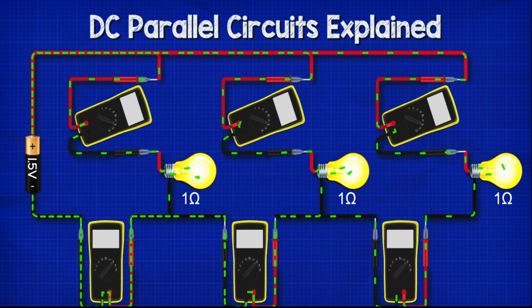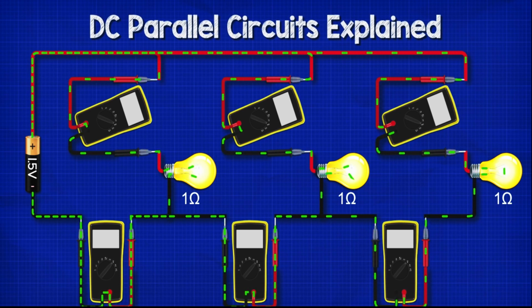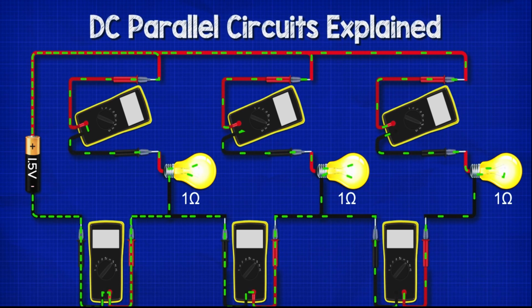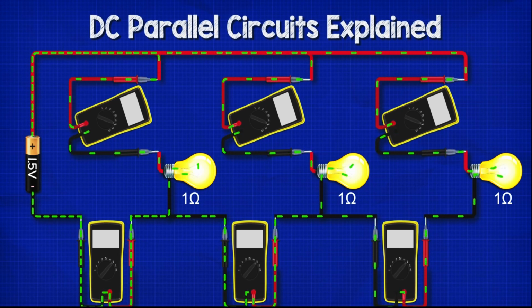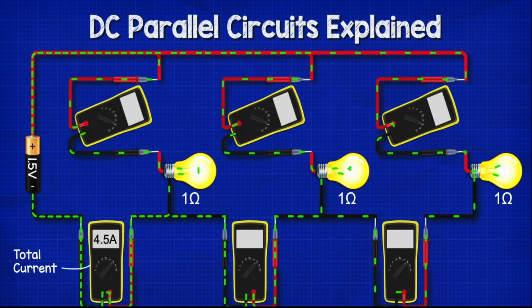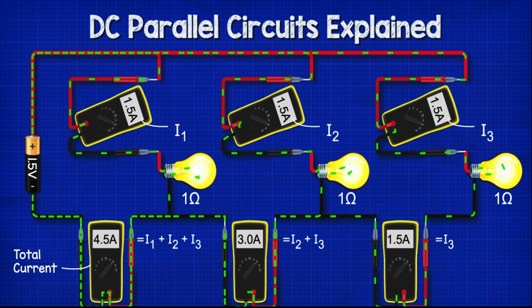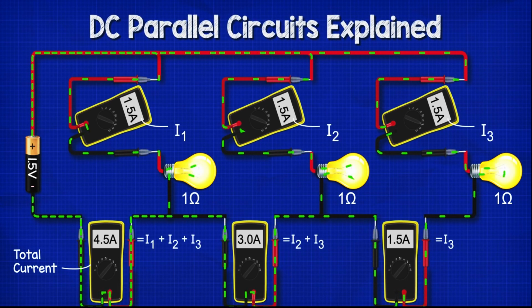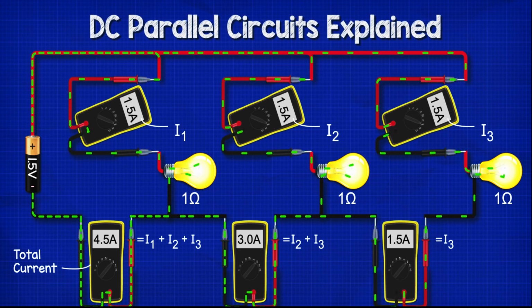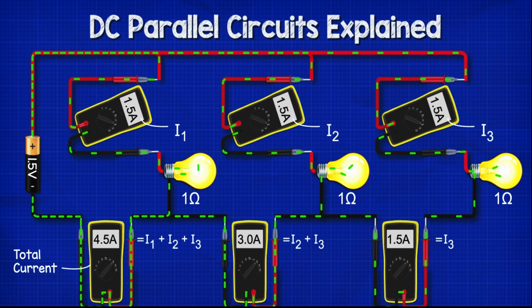If we add a third 1 ohm lamp into the circuit, and we change lamp 1 back to a 1 ohm resistive lamp also, so that's now 3 1 ohm lamps in parallel, we see that the total current in the circuit is now 4.5 amps. Each lamp continues to see just 1.5 amps of current. The multimeter on the wire between lamps 1 and 2 has increased to 3 amps, but the meter between lamps 2 and 3 reads just 1.5 amps.